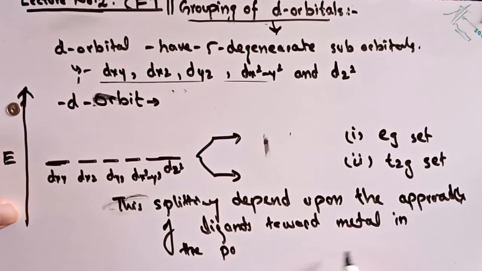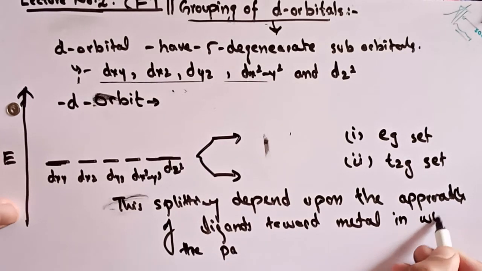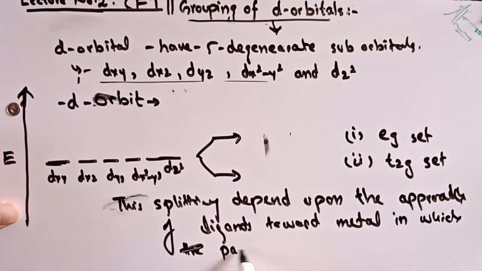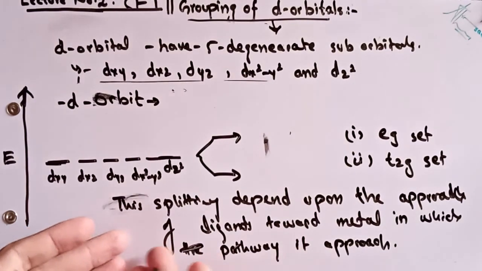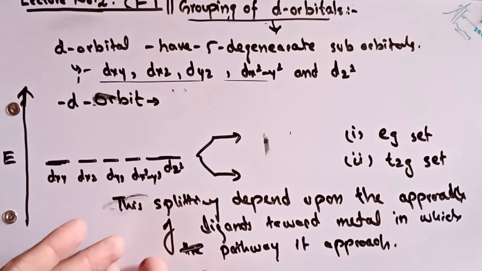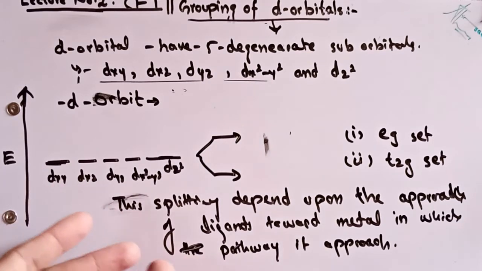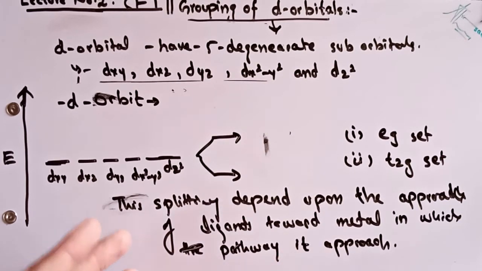The splitting depends upon the approach of the ligand toward the metal, and in which pathway it approaches. The ligand approaches the central metal cation according to Coulomb's law. There will be an attraction, because the two charges are different: the central metal atom has a positive charge, while the ligand has a negative charge. So attraction occurs.